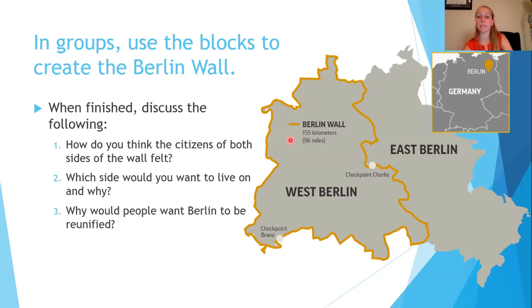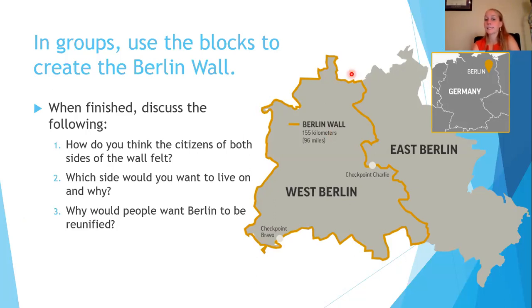So our key here says that 96 miles was how long the Berlin Wall was, and it went all the way around Western Berlin. So what I want you to do is create the wall in your groups. And once you finish creating that wall, I want you to discuss the following questions.